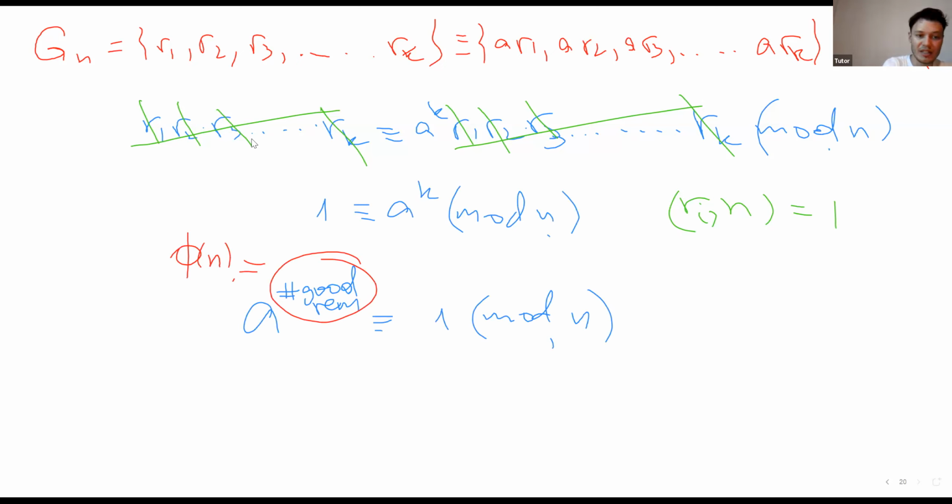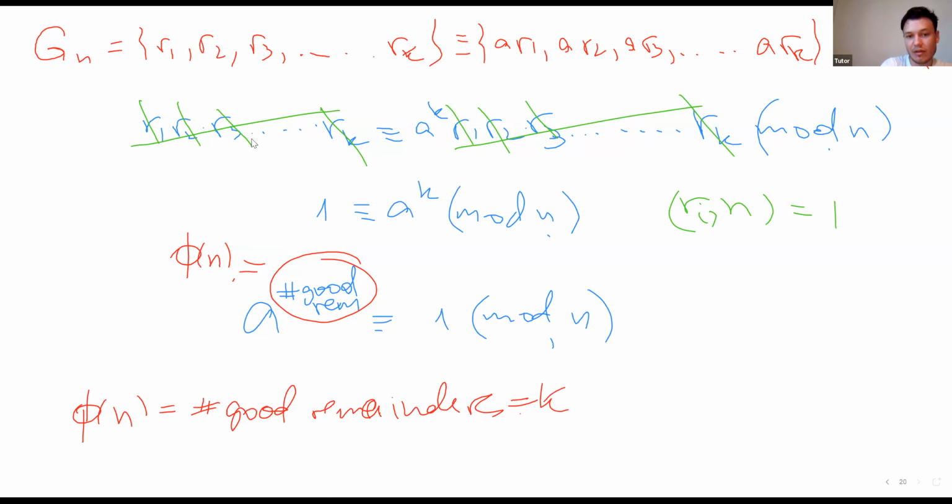So basically, this is Euler's function, which says that phi of n is equal to the number of good remainders, which is also equal to k. So this number phi of n is equal to k, is equal to the number of good remainders, which is equal to the size of this set Gn. So the size of this set is equal to k, which is the number of good remainders, which is called phi of n. So phi of n is basically the size of this set.